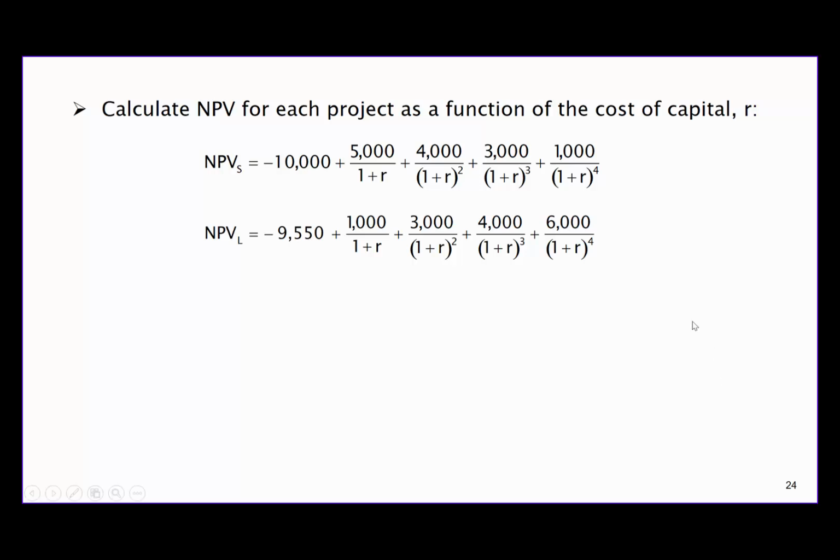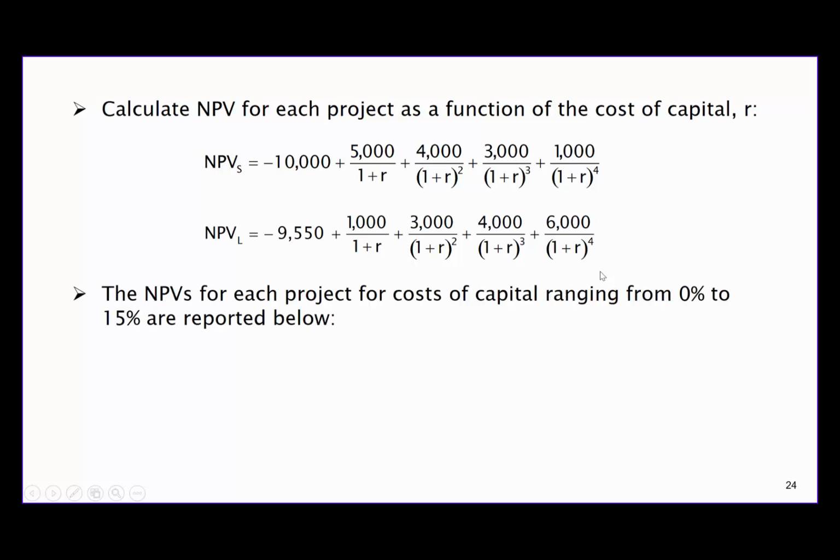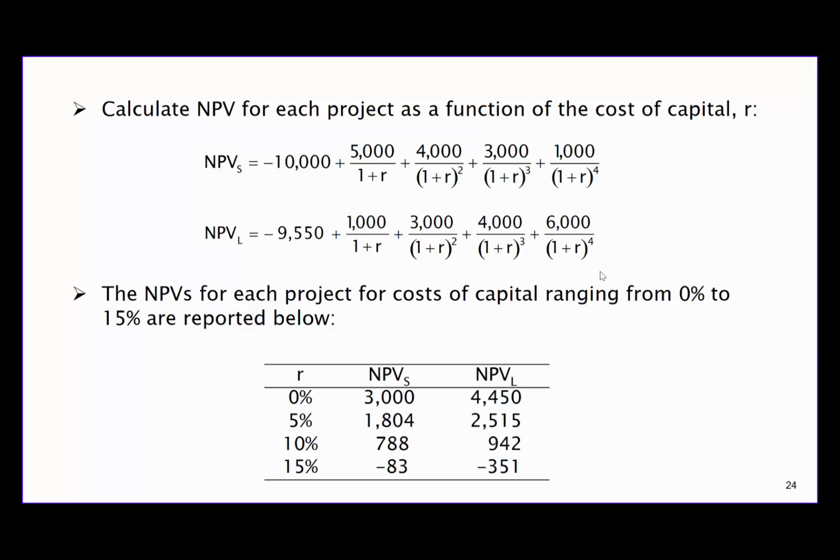Look at Project S here. The initial investment is a $10,000 cash outflow. Then we take the present value of the cash flows in years 1 through 4, discounting them at the cost of capital, simply labeled as R. We do that for both projects S and L. Now, the NPVs for each project for costs of capital ranging from 0% to 15% are reported in the table below. I started off by putting 0 in for project S, came up with the NPV, then put 5% in, came up with the NPV, and so forth.